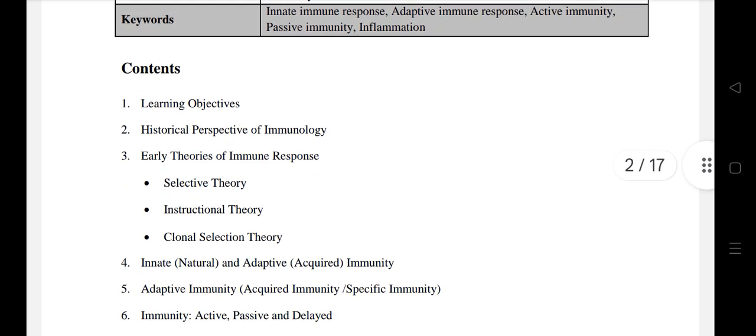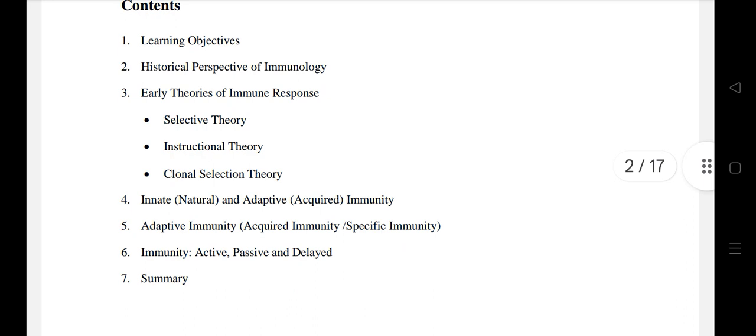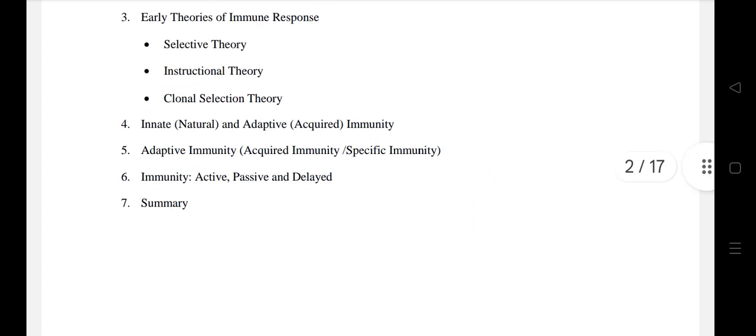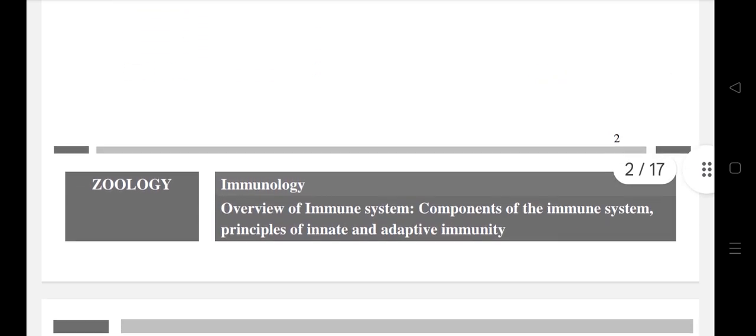And here we have some learning objectives, like historical perspectives of immunology. We'll be learning early theories of immune response: selective theory, instructional theory, clonal selection theory, then innate or natural and adaptive or acquired immunity, adaptive immunity or acquired immunity or specific immunity in detail, then immunity: active, passive, and delayed type, along with a quick summary of all these topics.